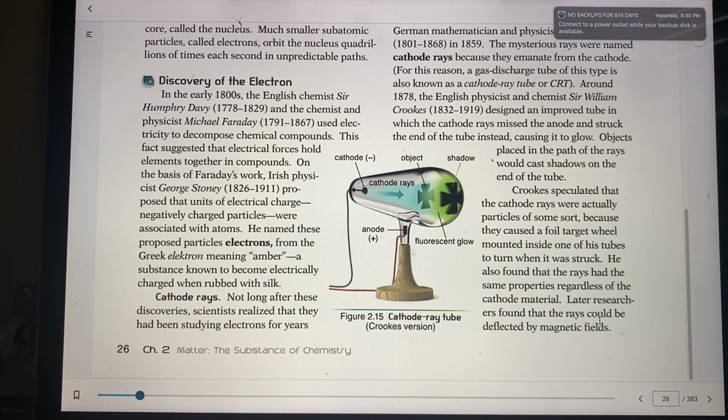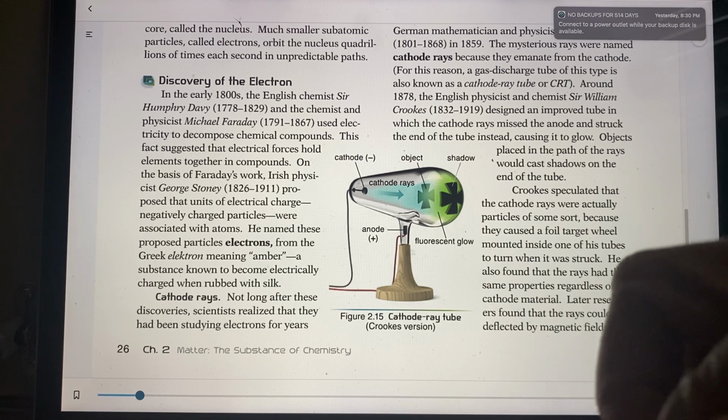He speculated that they were particles of some sort, but he didn't really know. There were some properties regardless, and he was trying to figure out how. The rays were even deflected by a magnetic field. So he knew some things were going on, and he figured something was going on with these electrons, but he didn't put it totally together at this time.